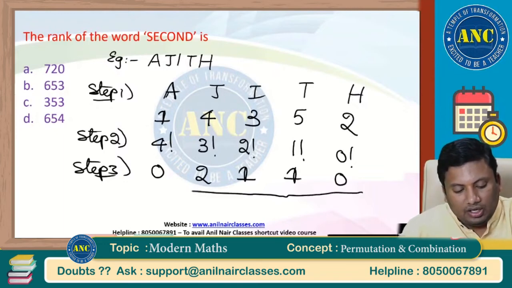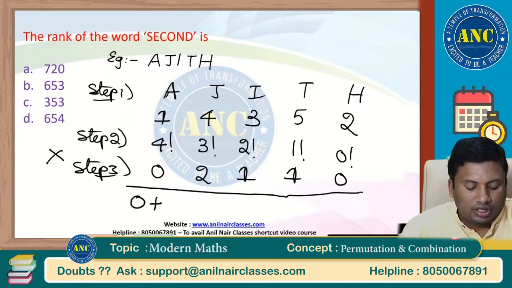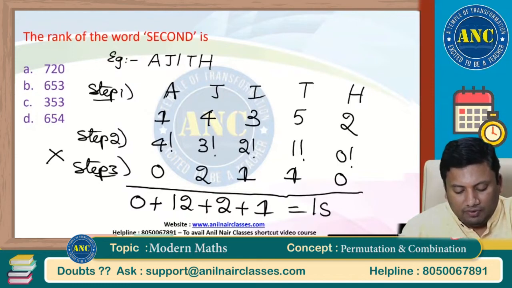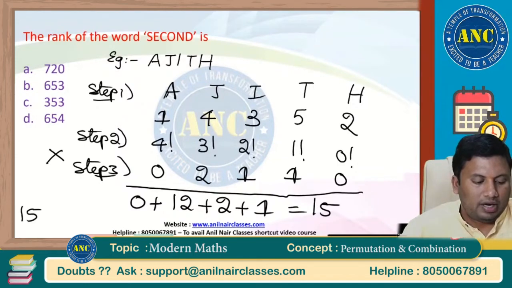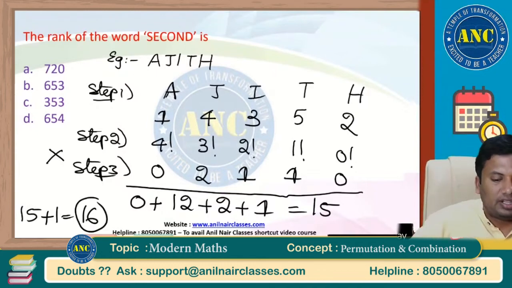It is 0. 24 into 0, 0. 6 into 2, which is 12. 2 into 1, it is 2. 1 factorial into 1, 1. 12 plus 2 plus 1, which is 15. Add 1 to it. 15 plus 1, it is nothing but 16.